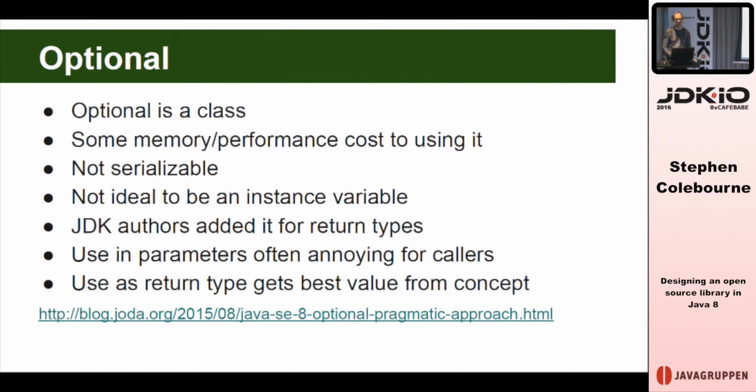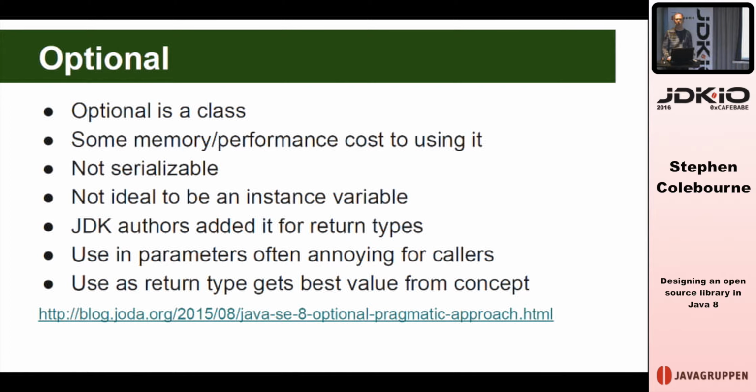Since Optional is a class, it has memory and performance cost associated with it. It was deliberately chosen to not make it serializable. Therefore, it is not an ideal thing to be an instance variable. This is where the controversies tend to come in. The JDK authors added it for the purpose of use in return types. They did not add it for the purpose of passing things in as parameters. They did not add it for the purpose of it being stored as an instance variable. You can do those things. However, it was not intended that you should do those things.